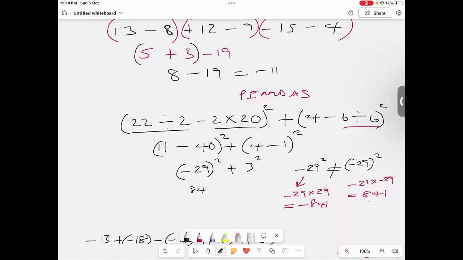So this is 841 plus 9, and that's 850. All right. So all important things to note.